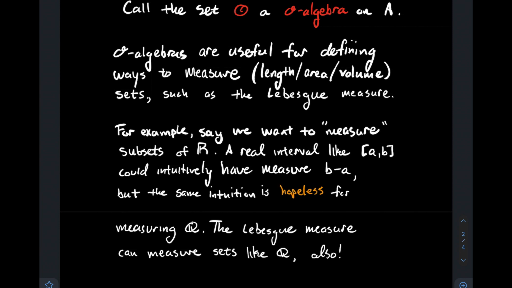And so if you're curious about what's the Lebesgue measure of the rational numbers, I'm not going to tell you. You should go look it up. I'm just kidding. I'll tell you. It's 0.